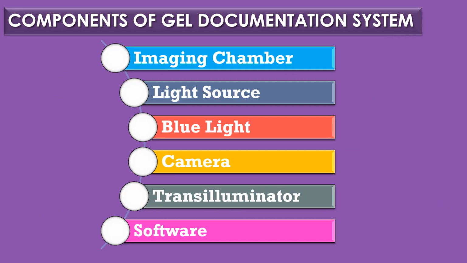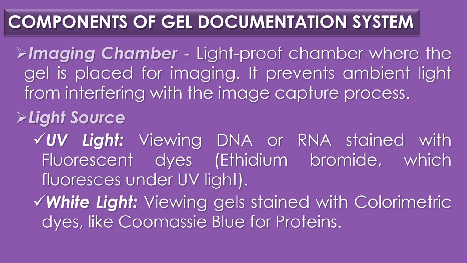Components of gel documentation system. There are 7 components of gel documentation system. They are imaging chamber, light source, blue light, camera, transilluminator and finally software. The first component of the gel documentation system is imaging chamber. Imaging chamber is a light-proof chamber where the gel is placed for imaging. It prevents ambient light from interfering with the image capture process.